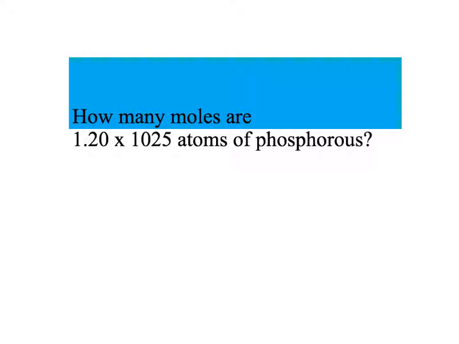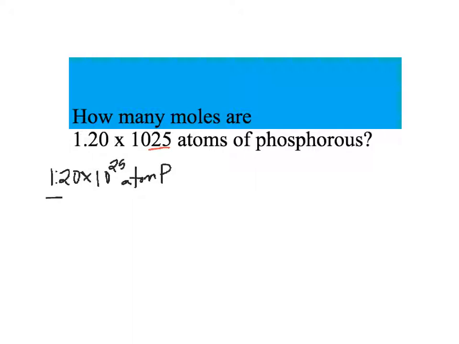So here's our first mole problem, and it goes something like this. How many moles are there in 1.2 times 10 to the 25th atoms of phosphorus? Okay, so follow along. I'm going to start out with 1.20 times 10 to the 25th power, and then this is going to be atoms. Now, I strongly recommend that you label. You don't just write the number, you write atoms of phosphorus.